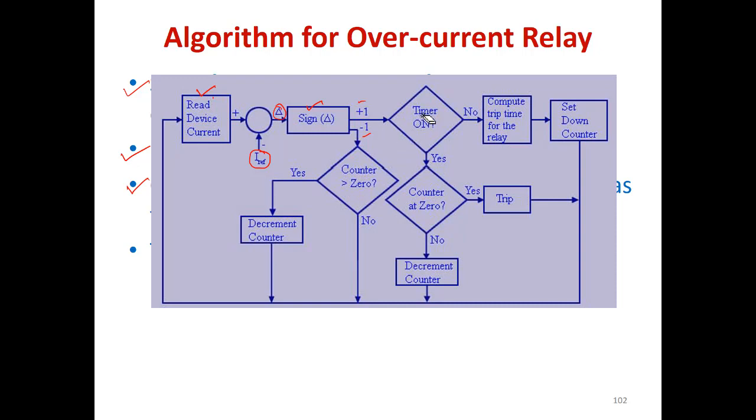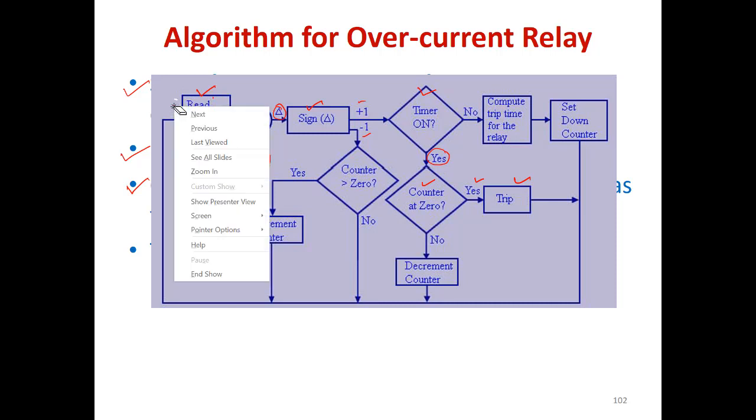If it is positive, then the timer gets on. Then it checks whether the timer is on or not. If the timer is on, let us say yes, then it will check the counter. If the counter is at 0, then it will trip. That means the time is set and the time becomes 0, and therefore it gives a trip signal to the circuit breaker, and then again the next current sample is compared, or it is read by the device.